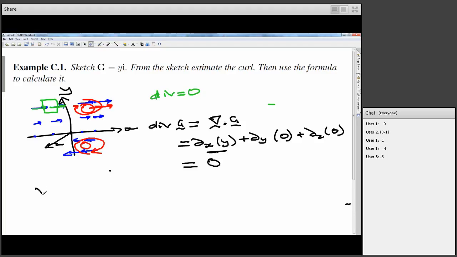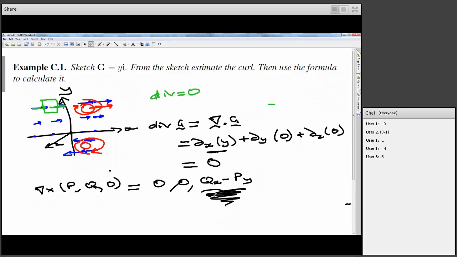So if you did the curl of the vector P, Q, 0, which is really just thinking of it as 2D, then you end up getting 0, 0, and Qx minus Py. And this expression, Qx minus Py, we've seen, for example, in Green's theorem. It's also a way of checking if the function's conservative or not. So the curl is actually a part of Green's theorem, and we'll see that in a greater sense when we do Stokes' theorem next week. So that's just an intuitive understanding for those sorts of things.